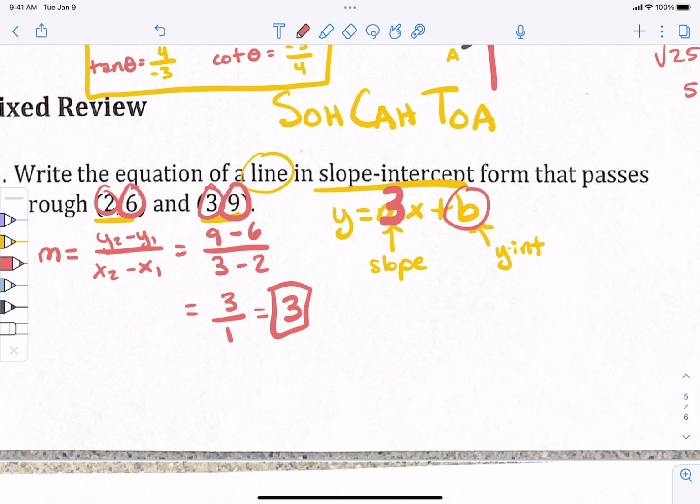And to find b, I can either plug in... Is somebody at the door? No, she can't hear me. I think the wind's just blowing.